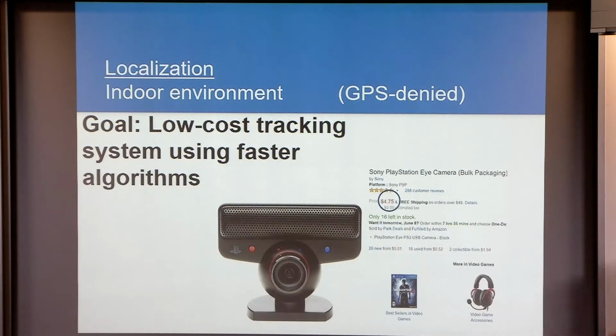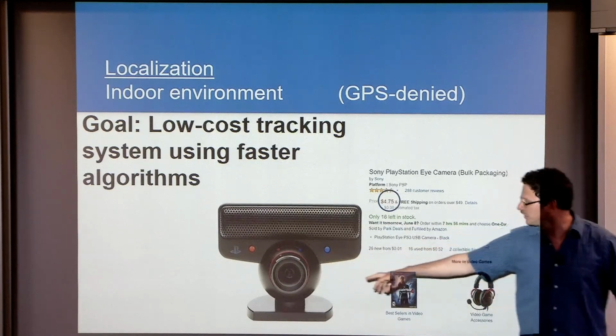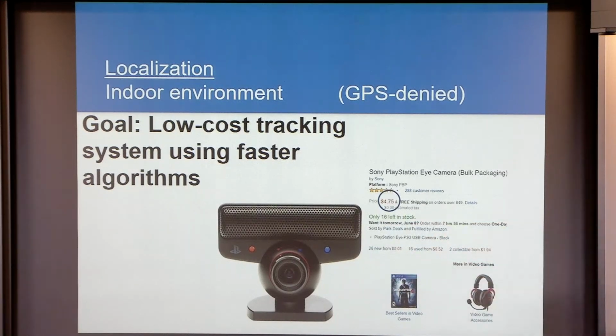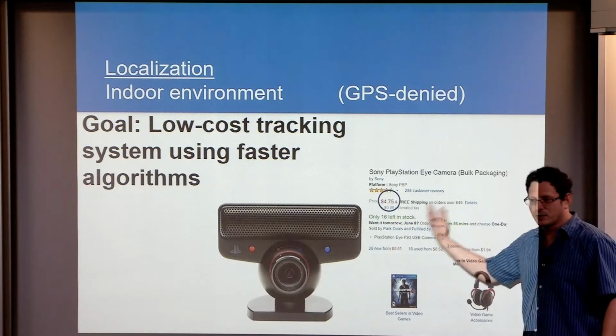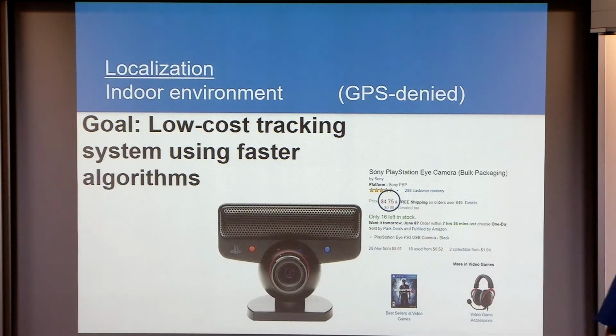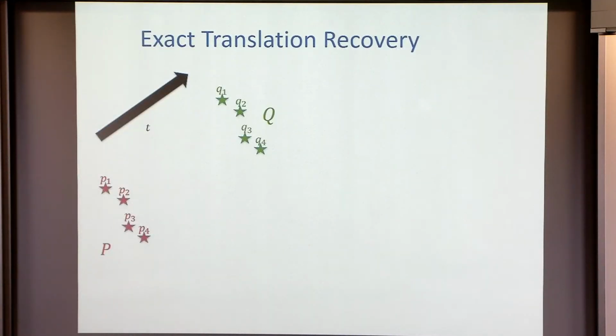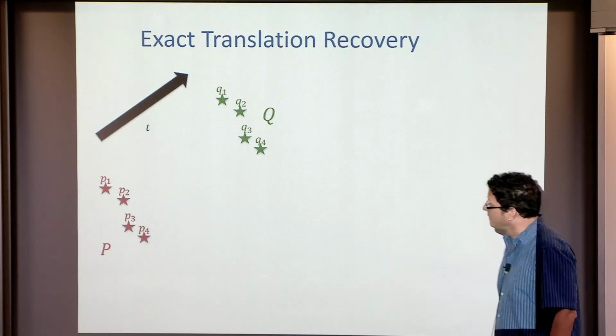So what we use is this Sony camera from PlayStation 3, just $5 on Amazon. And the idea is to have better algorithms. So the hardware is weaker, but the algorithm will be much stronger. That's how we compete with the hardware. So we start to learn what algorithm this camera actually tries to solve. So this is the problem.